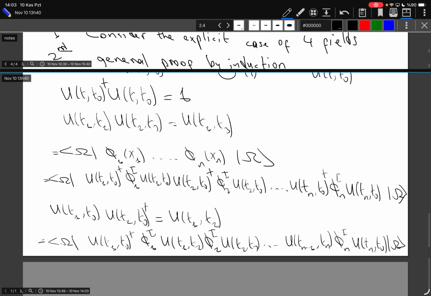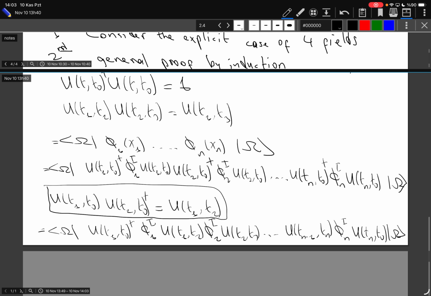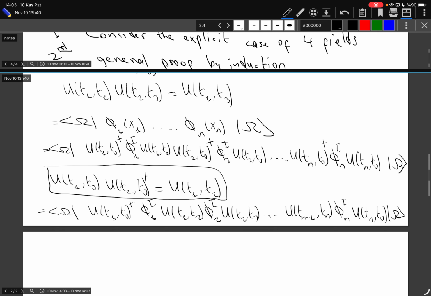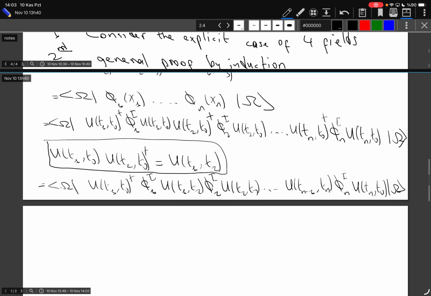So, intermediate relation, correct? Dagger. This one. Yes. It is. Well, how to see that? What is U(t1, t0)?